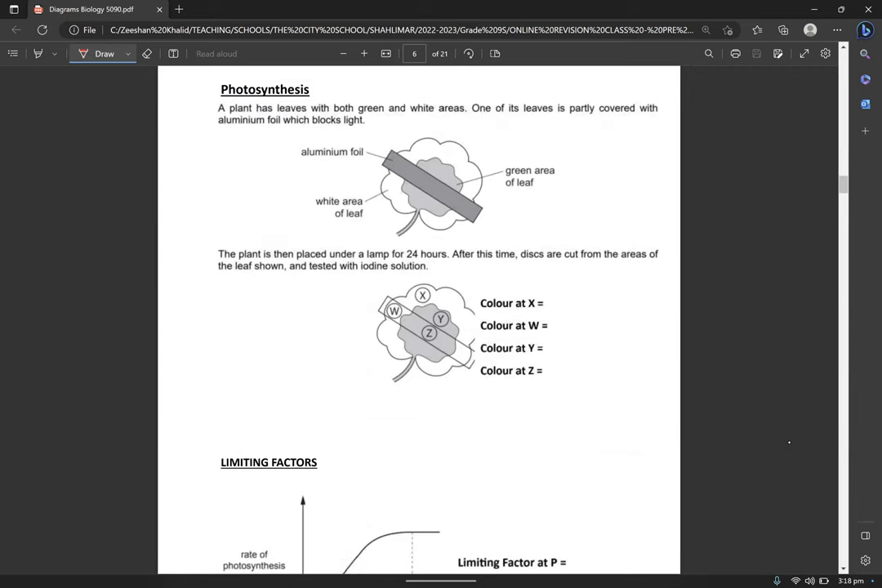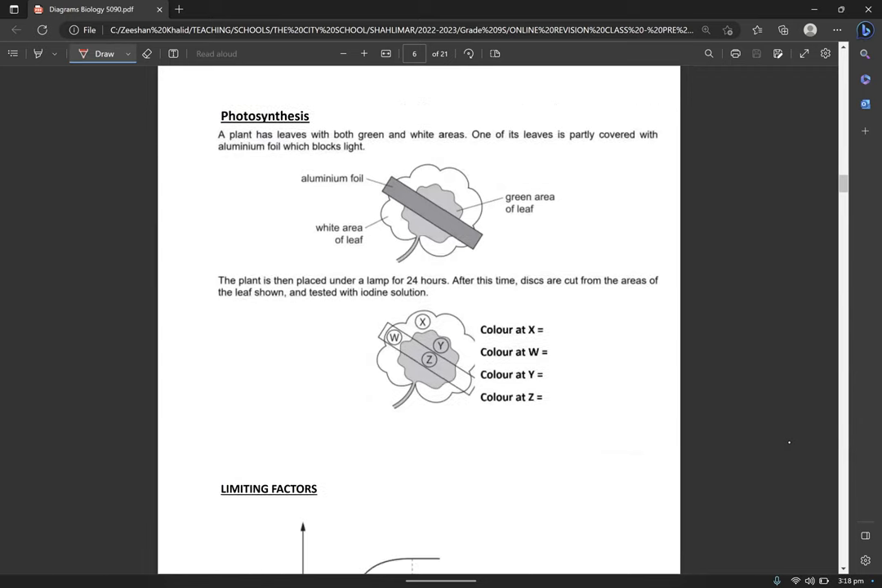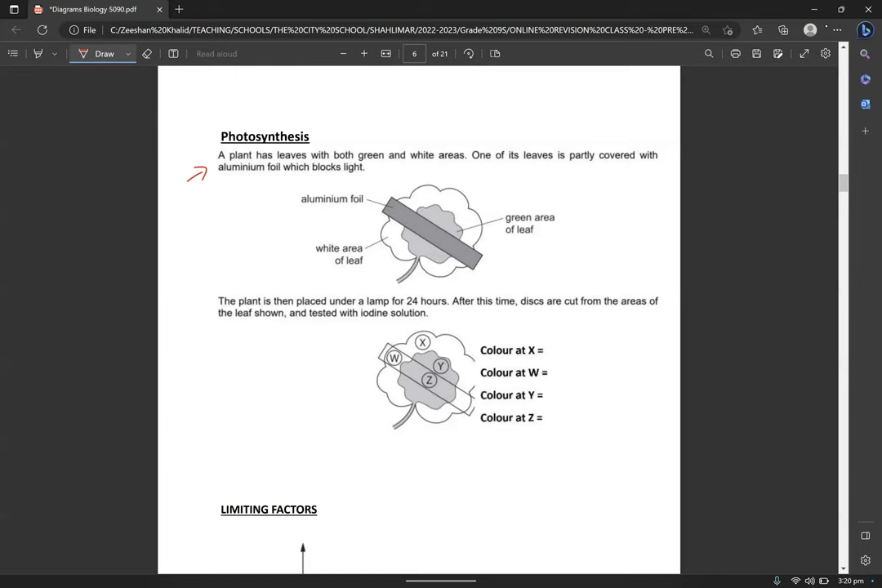All right. Your plant nutrition mislabeling. A plant has leaves. Achha ji. Then, so the next diagram is of plant nutrition. It says a plant has leaves with both green and white areas. Okay, ab hame pata hai ki green or white area. Green area basically means it has the following chlorophyll. And the white area, of course, has no chlorophyll. That's obviously understood because of the colors.